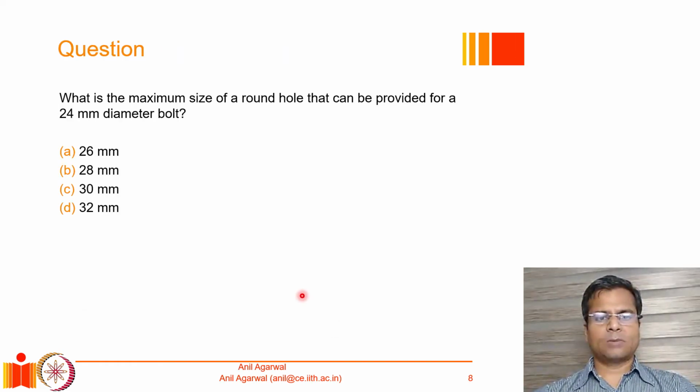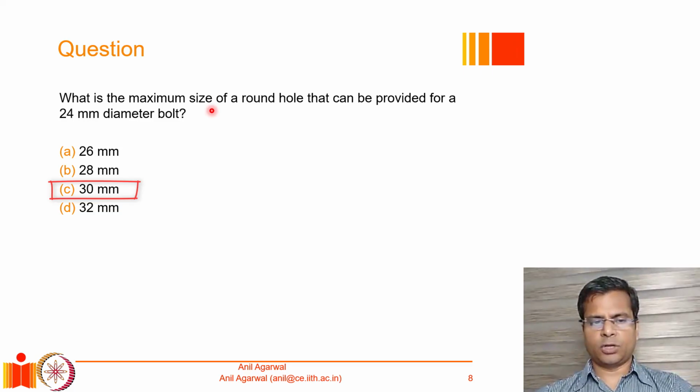So let's take one question. What is the maximum size of a round hole that can be provided for a 24 millimeter diameter bolt? You have four options: 26 millimeters, 28 millimeters, 30 millimeters, 32 millimeters. You can refer to the table 19 of IS 800. So if the bolt diameter is 24 millimeters, we need to find out the maximum size. Maximum size should be the oversized clearance. That should give you enough clue.